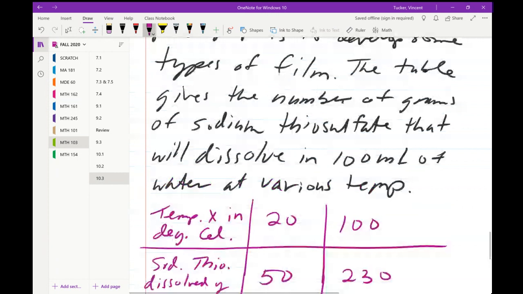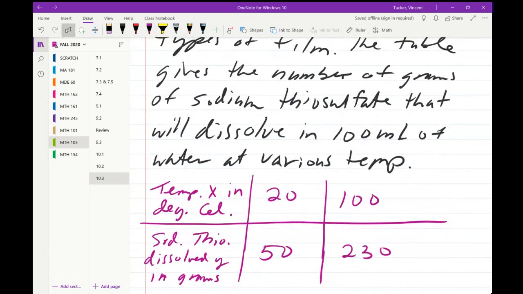All right, so they gave a whole table, but then in the directions, and I just shortened up a lot of this stuff so we can just go ahead and get to the problem. In the directions, they told us to use the points (20, 50) and (100, 230). So instead of writing out that whole chart, I just put in the values that we needed, but also showing you the categories on the left and right. So our x is the degrees in Celsius, and our y is the grams that would be dissolved at that temperature.